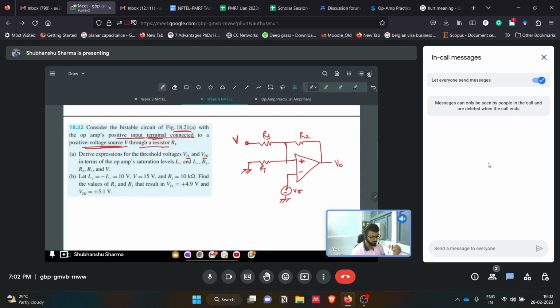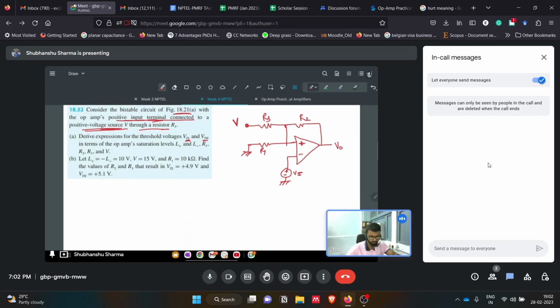Now how will it affect the limits of the thresholds? What will VTL and VTH be? How do we approach this? Let's assume this is V plus. If we can get the expression of V plus, then we can say how the circuit is behaving. So using KCL at node A: 0 minus V plus by R1, plus V minus V plus by R3, plus V plus minus V naught by R2 equals 0. This is easy.